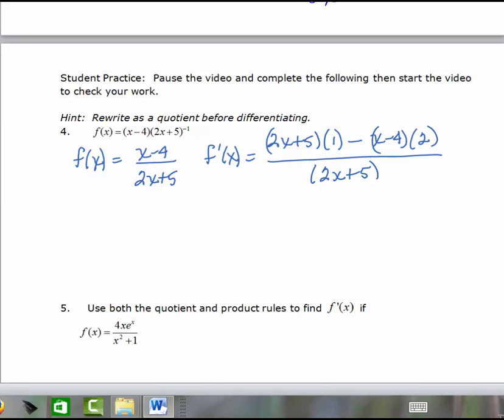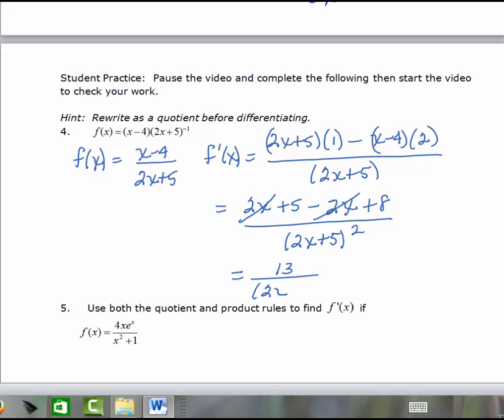We'll distribute. We get 2x plus 5 minus 2x plus 8 all over 2x plus 5 squared. The 2x's cancel, so I get 13 over 2x plus 5 squared.